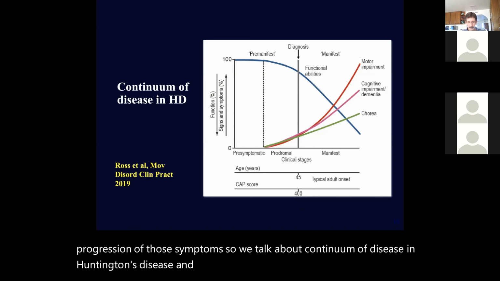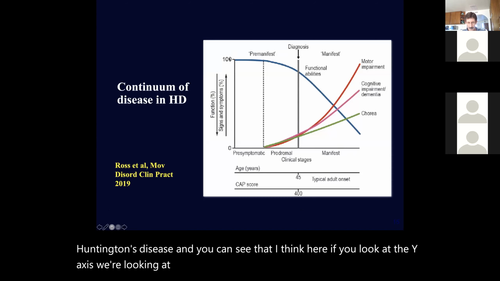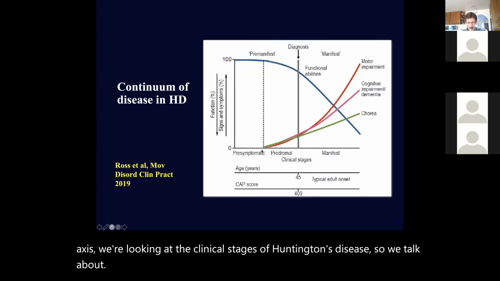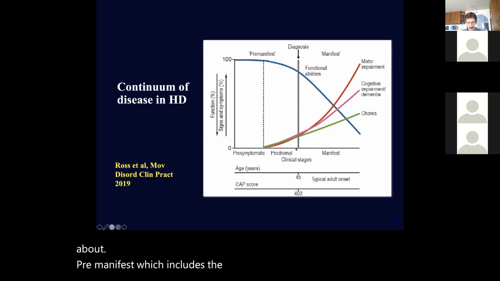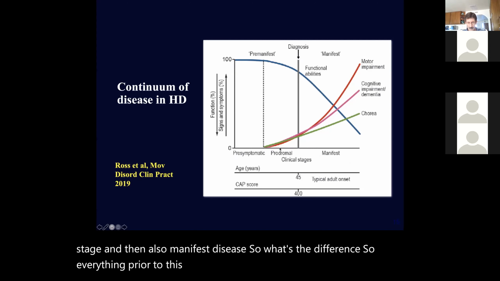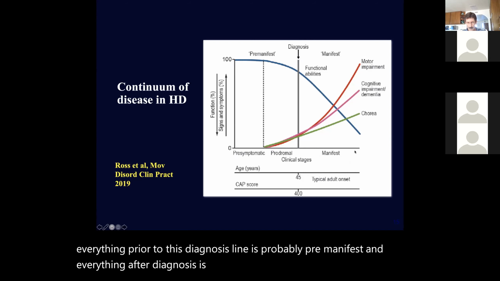And you can see that, I think, here. If you look at the y-axis, we're looking at function, signs and symptoms. If you look at this x-axis, we're looking at the clinical stages of Huntington's disease. So we talk about pre-manifest, which includes the pre-symptomatic stage and the prodromal stage, and then also manifest disease. So what's the difference? So everything prior to this diagnosis line is probably pre-manifest, and everything after diagnosis is considered manifest. In other words, we see the Huntington's disease.